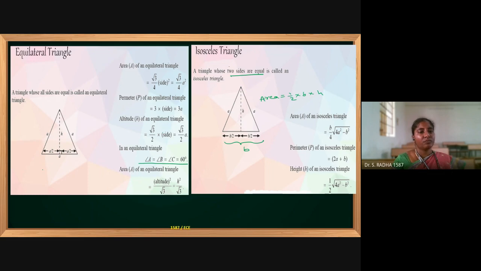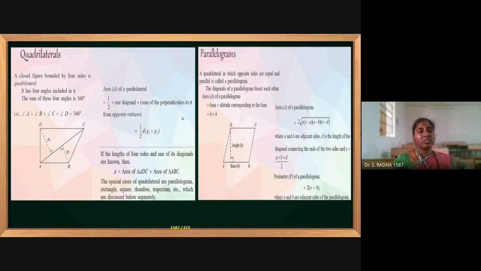Here also the same formula holds good: half into base into height. This formula is common for all the triangles, and here the base is nothing but A, and the height is nothing but H. Okay, and somewhere they will be giving me the formula. This area formula you just remember.